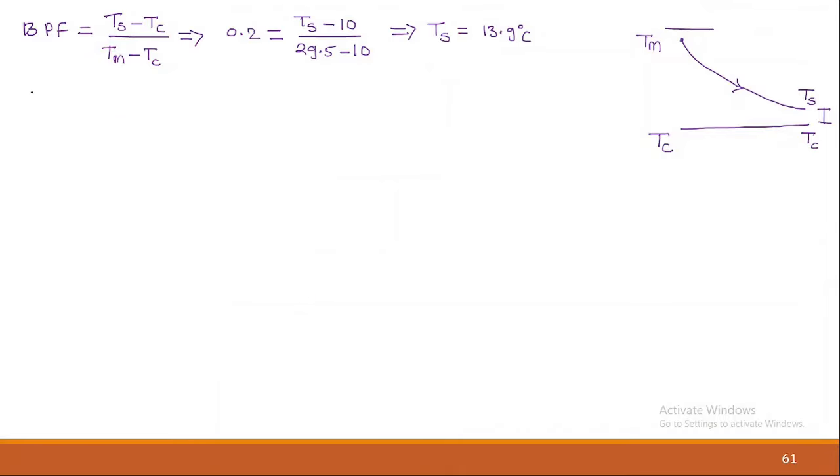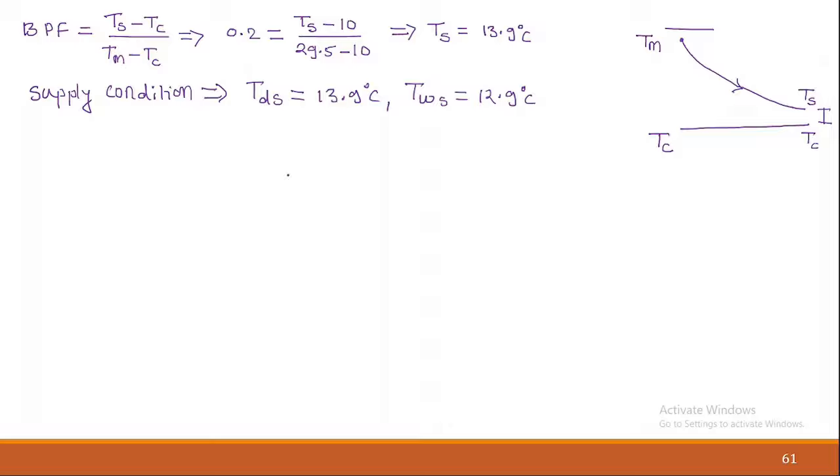So the supply condition: Ts, the dry bulb temperature of the supply condition, is 13.9 degrees Celsius, and the wet bulb temperature of the supply air is 12.9 degrees Celsius.